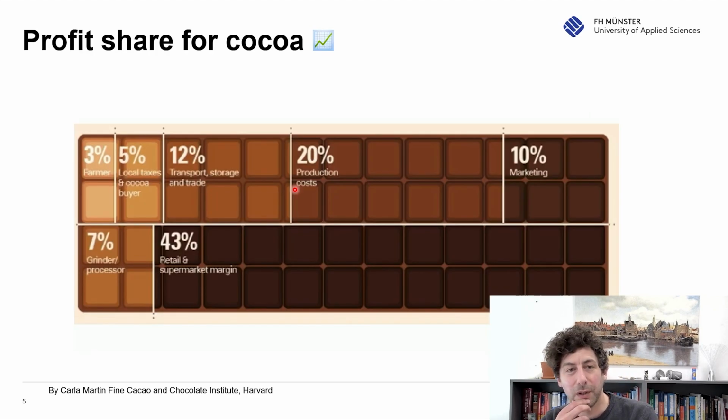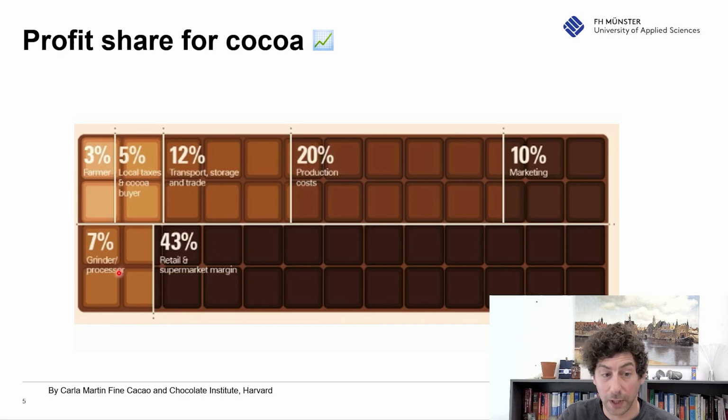But if you take a look at the profit share, and this is the interesting part for chocolate, you see that only a little bit goes to the farmer and local areas, while most of the profit share, production, marketing, grinder, processing, and retail and supermarket merchant, stay in Europe and the US. So it's a very unequal and unfair market when you look at this, because the cacao is grown, is farmed, the fruit in Africa mainly, while the chocolate is made mainly in Europe and the US. And this is where we earn the money and where the money stays.